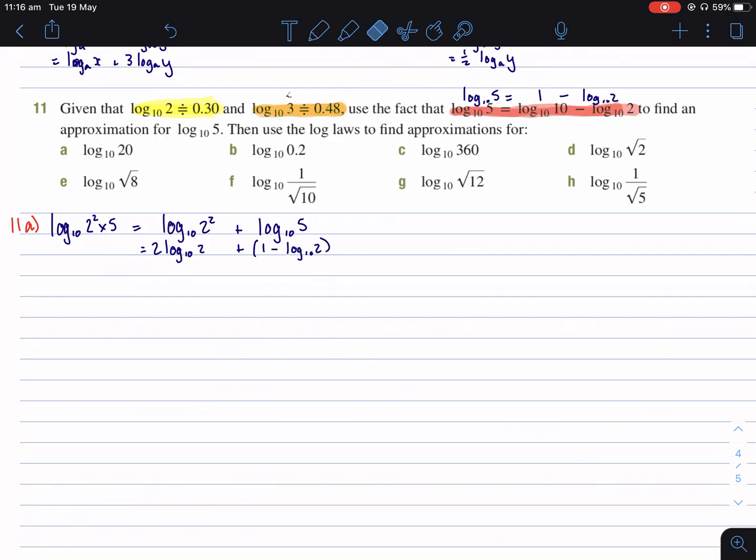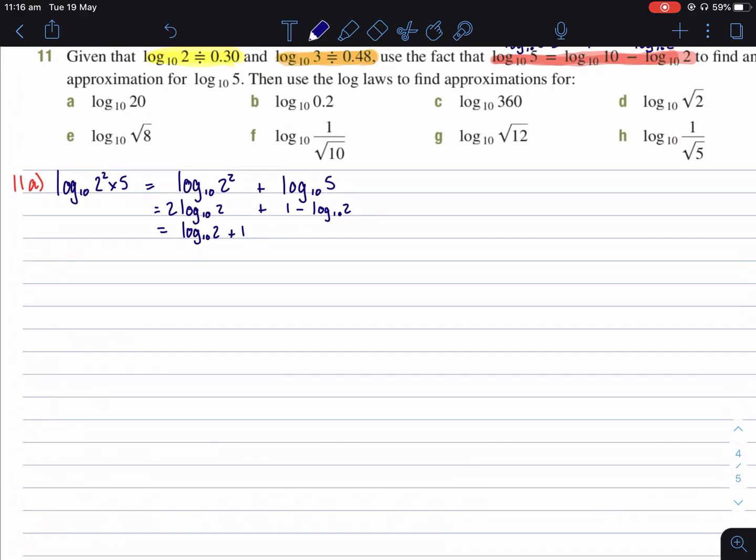Do I need those brackets? No. I would if I was subtracting it, but I don't now. Which means I've got 2 log base 10 of 2 plus 1 minus log base 10 of 2. So I've got 1 lot of log base 10 of 2 plus 1, because you know 2m minus m is just 1m. Okay, I know log base 10 of 2, they've told me it's approximately 0.3 plus 1. So the answer is about 1.3.